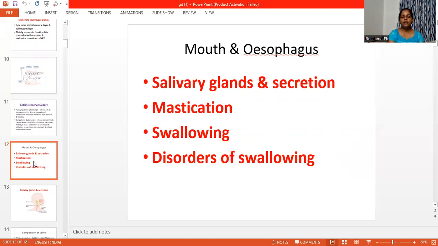The function of this part is mainly mastication. Mastication means chewing of food. The food is chewed, and as a result, the complex food particles are broken down into simpler form. After the chewing, the food is swallowed. Then we also study disorders of swallowing in this topic.